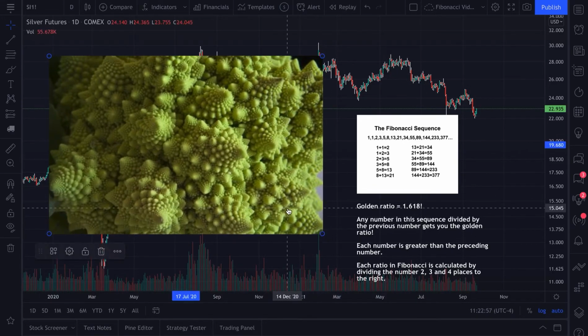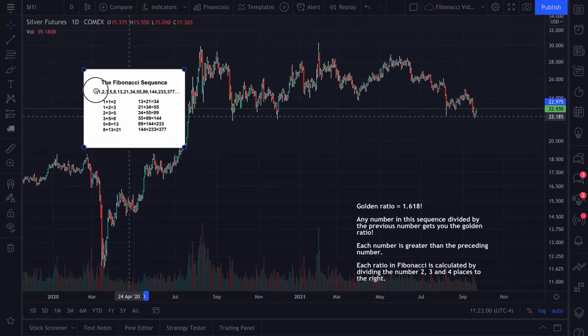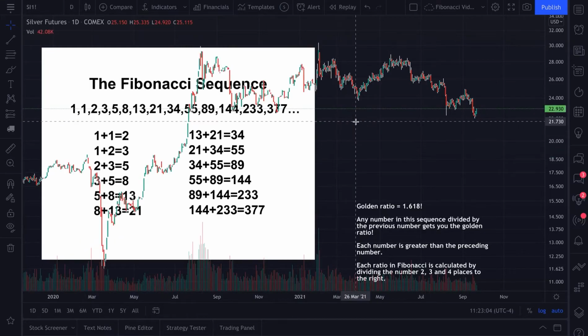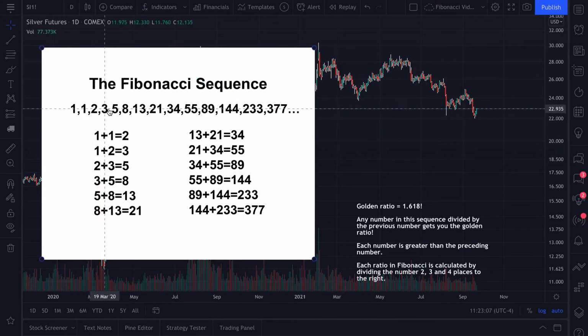So that is the basics of Fibonacci. And one more time, just to really hammer this point home, this is the Fibonacci sequence: 1, 1, 2, 3, 5, 8, 13, 21, 34, 55, 89. Now, what's happening is each number is being added up and creating the next number. And if you divide one number by its previous number, you get the golden ratio. So it's a proportion of growth. And that proportion of growth is happening just by adding up the previous number.